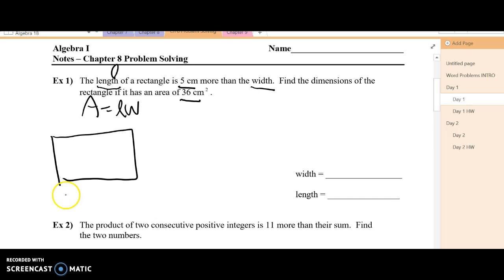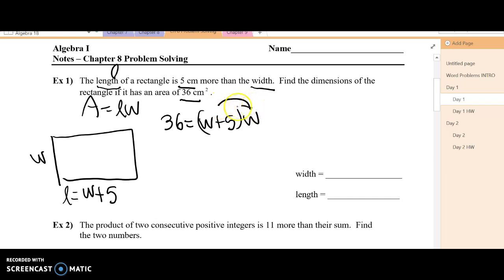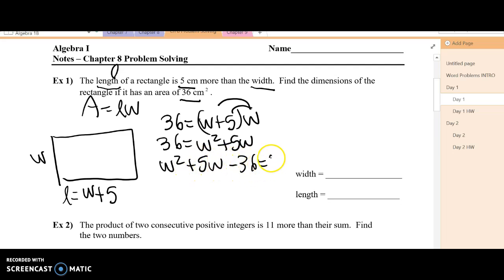We know that the length is 5 more than the width, so that would be W plus 5, and then this would just be the width. We know that the area is 36 centimeters, so we will write 36 equals W plus 5 times the width. We will distribute the W, so you have 36 equals W squared plus 5W. Then to solve, we need to get the equation equal to 0, so W squared plus 5W minus 36 equals 0.